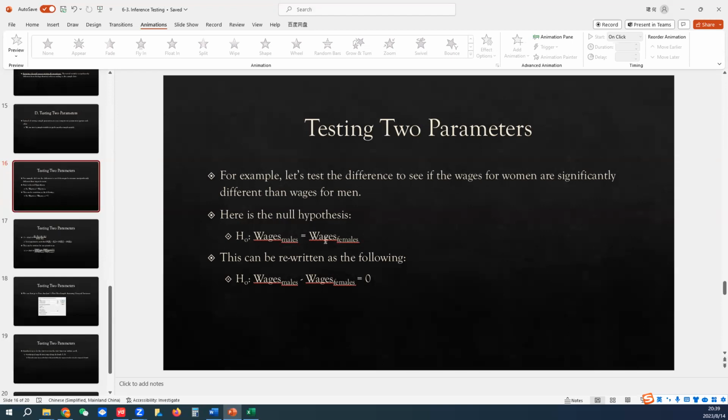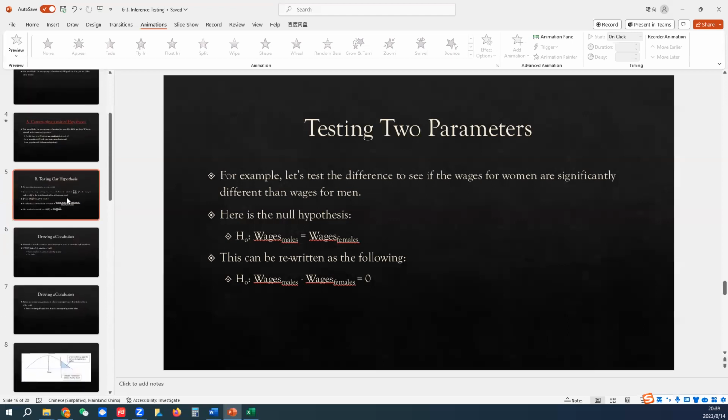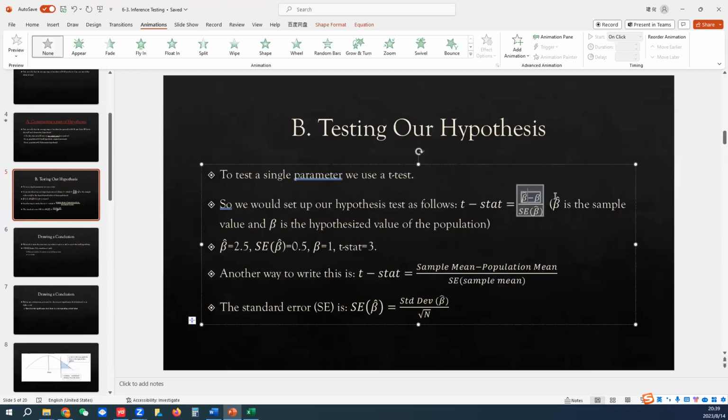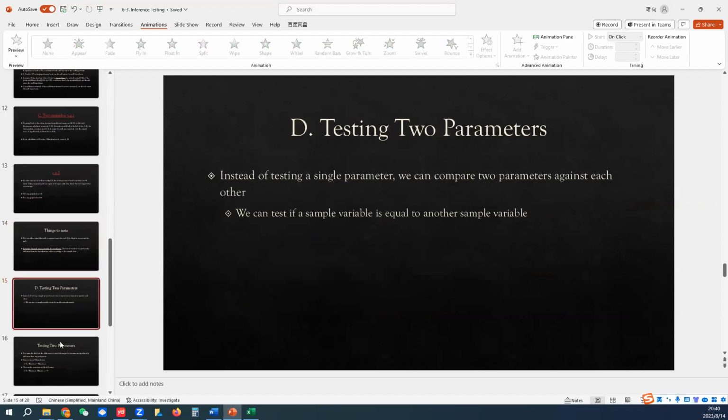Again, those are population. The population ones are those without hat, and the sample ones are those with hat. Hat is actually this one, the little triangle upwards, that's hat. Okay, all right, let's come back.